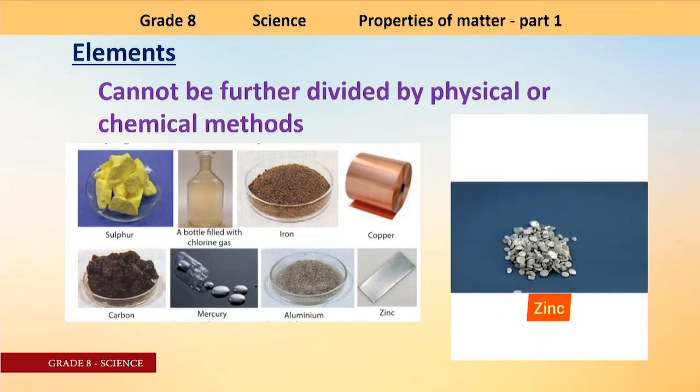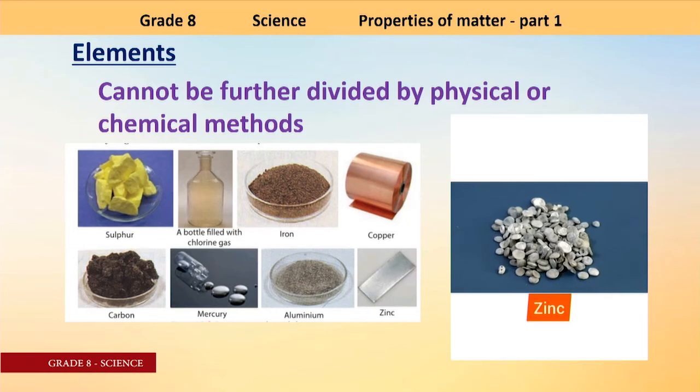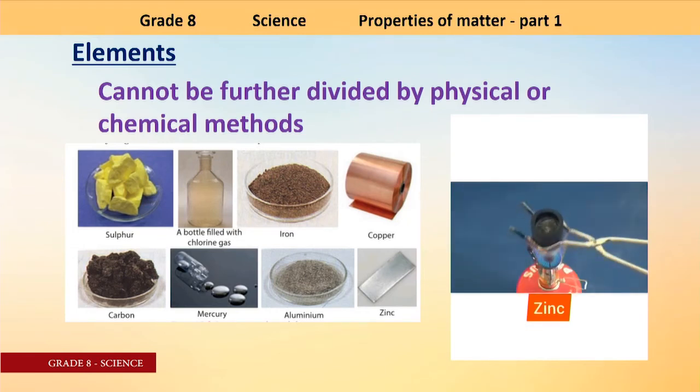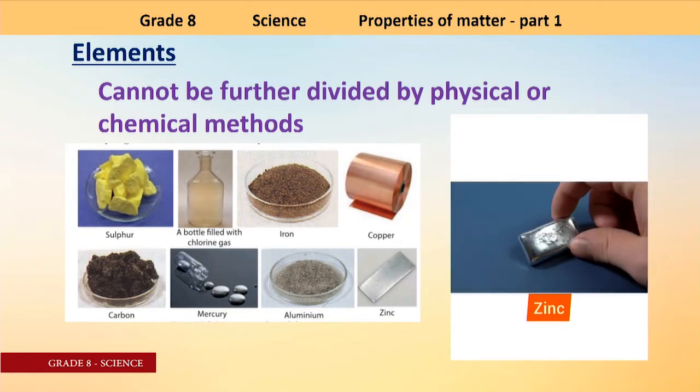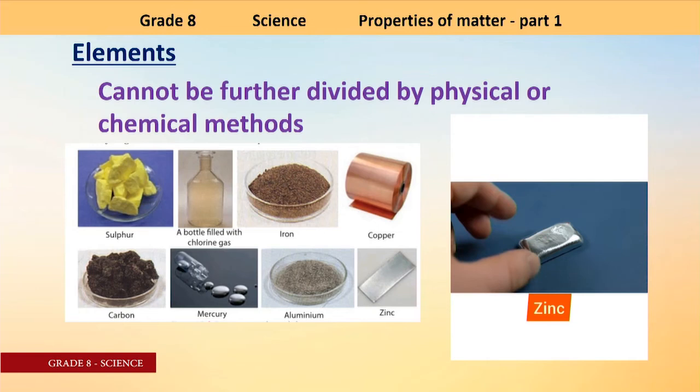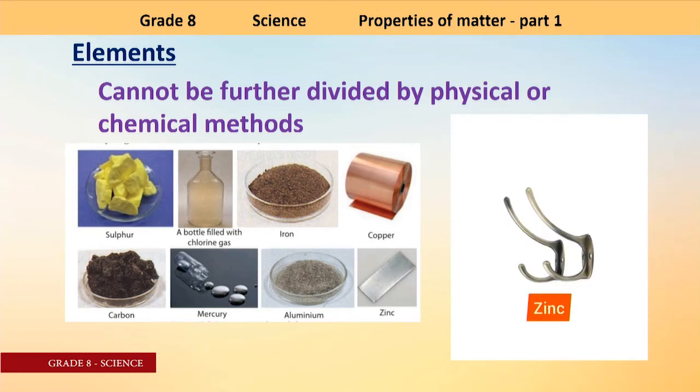Then at last the zinc. You know, zinc is another metal and I think you have heard about the galvanizing process. In galvanizing we use zinc, and we can use zinc for our laboratory purposes for various practicals. So, those are the elements you have to learn in this lesson.